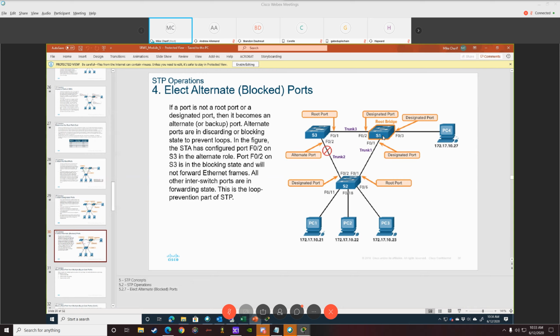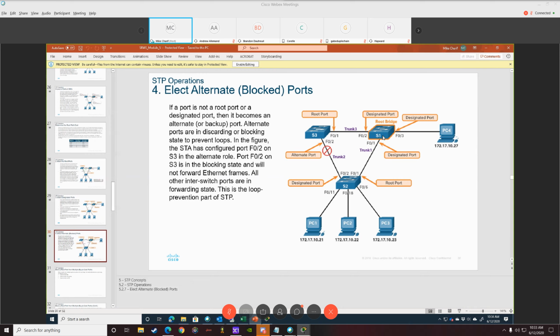Then after that, we need to determine the second step: which one is the root port. How are we going to determine the root port? The root port is basically the best path to the root bridge. So which one is the best path to the root bridge? Based on the bandwidth, the lowest cost, for example.